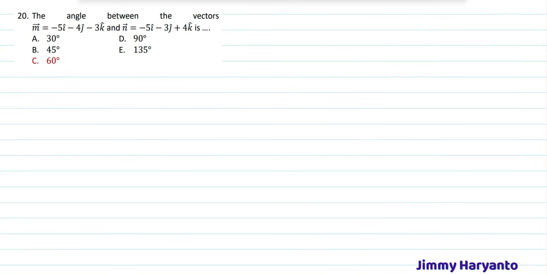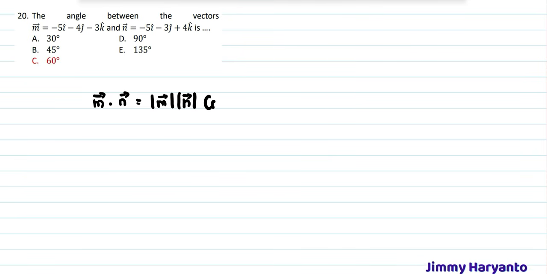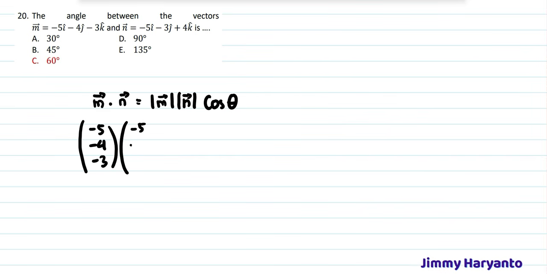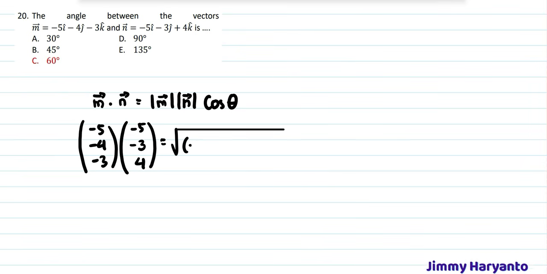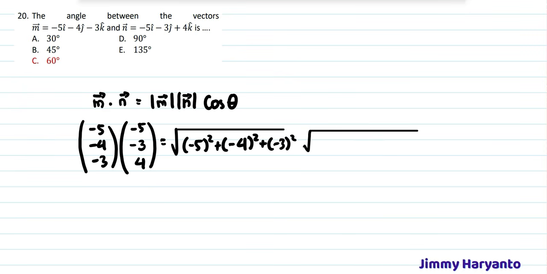Next is question 20. The question wants you to find the angle. The formula of angle is m dot n equals to the magnitude of m times the magnitude of n times cos theta. Okay, so m is -5, -4, -3, and then the n is -5, -3, and 4, equals to the magnitude of m, which is -5 squared plus -4 squared plus -3 squared, and the magnitude of n, which is -5 squared plus -3 squared plus 4 squared, and then cos theta.